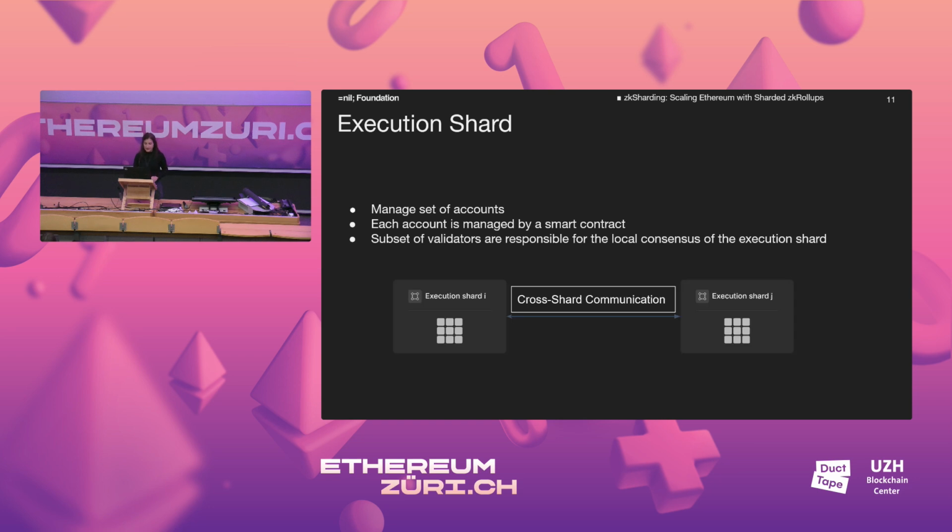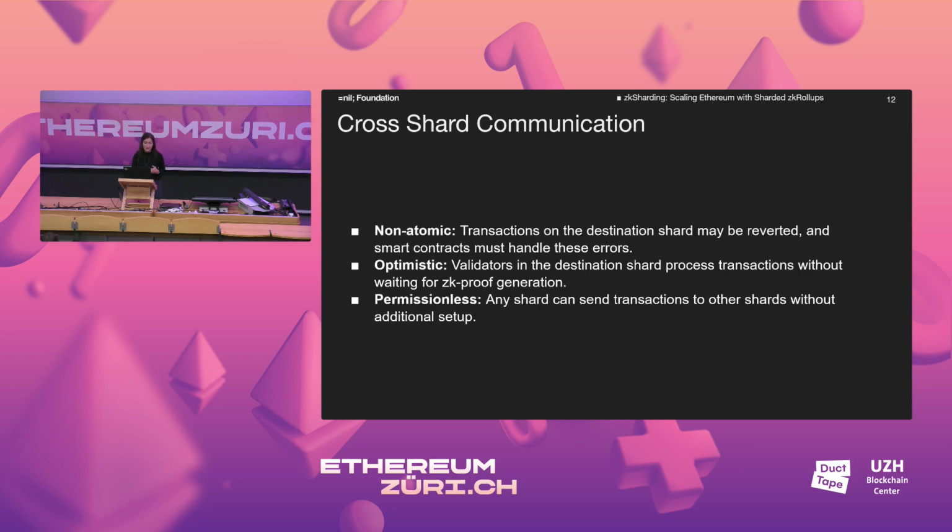And I said that these shards need to communicate because they should be able to send messages to each other. Otherwise, it doesn't make sense because then it's not a whole system. Therefore, we need to introduce cross-shard communication, but we had to be very careful with that because we don't want to create a bottleneck here. And therefore, we made some design choices in our cross-shard communication system.